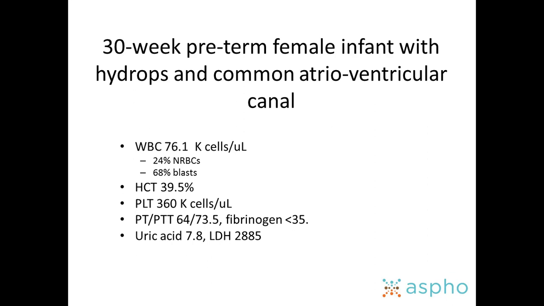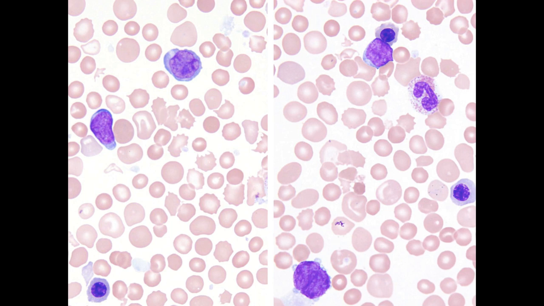Here's a 30-week preterm female infant with hydrops and an uncommon AV canal, presenting in the first week of life with a white count of 76,000, including 24% nucleated red cells, 68% blasts, a low hematocrit, a preserved platelet count, a bleeding diathesis, as well as some evidence of tumor lysis. Here's the peripheral blood. You can see these large basophilic appearing blasts, as well as the nucleated red cells.